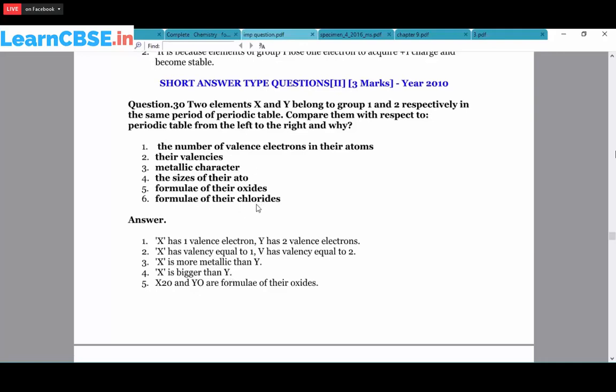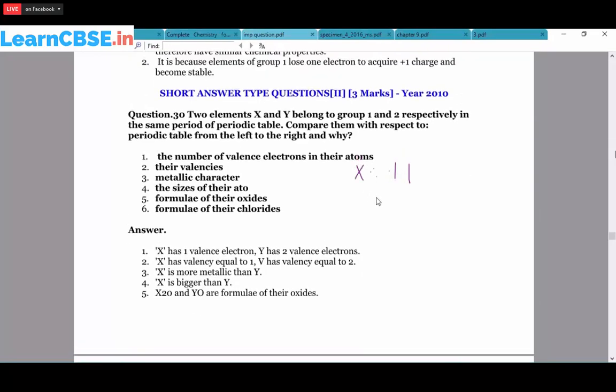Formulae of their oxides. Okay, so the valency of the X is plus 1, and the oxygen is having a minus 2. So as the X equals plus 1, and the oxygen... okay, can't write.